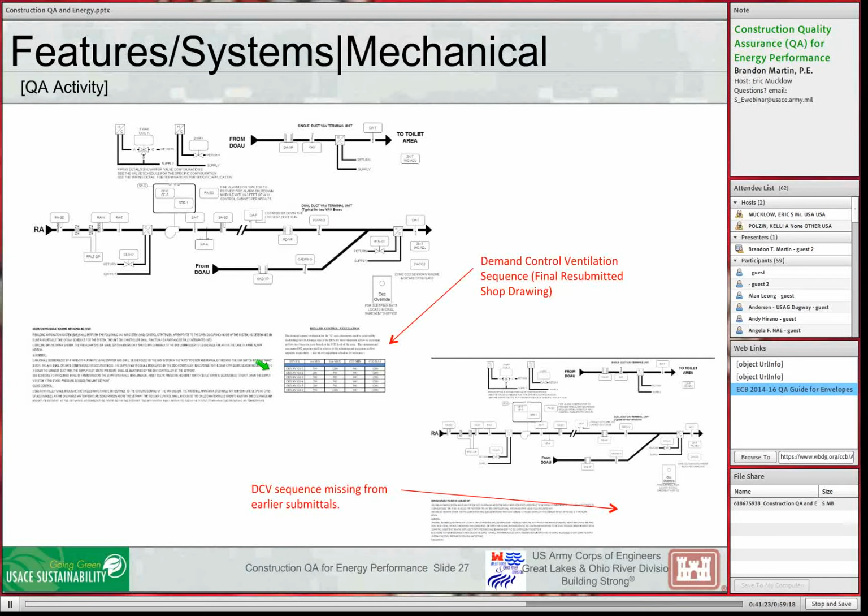Here's an example from a control system. There was a demand control ventilation sequence. What this does is reduce the amount of outdoor air we have to condition based on actual need for outdoor air in the building. The initial submittal was missing the sequence. Fortunately, our reviewers caught it and it got added back in. But we would have lost a lot of money on energy utilities we didn't have to if that had been missed.